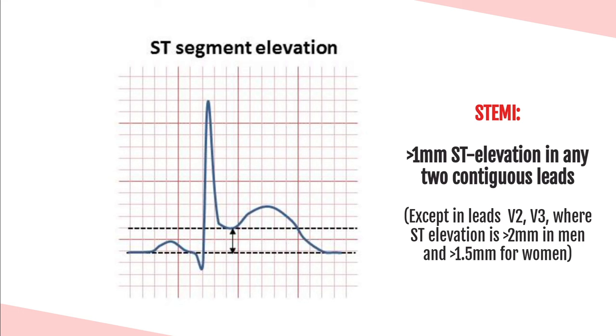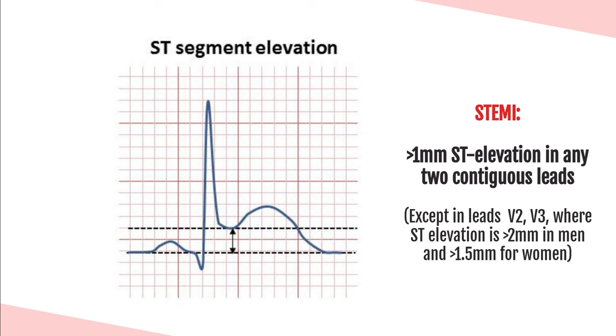You don't need to memorize that, but I would generally know that greater than 1 millimeter, or that one small box, elevation in two contiguous leads is considered a STEMI. And contiguous means next to each other in sequence. So V5, V6, V3, V4, 1, 2 are all examples of two contiguous leads.